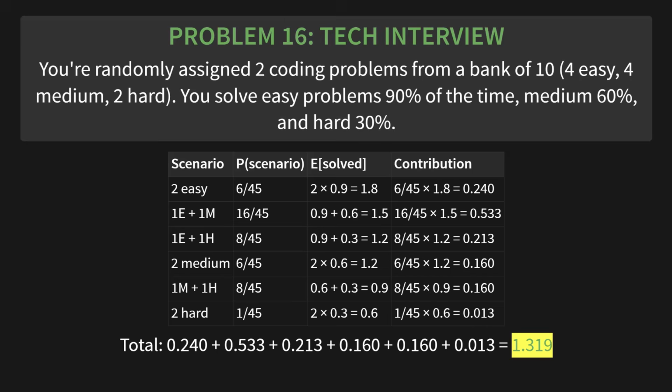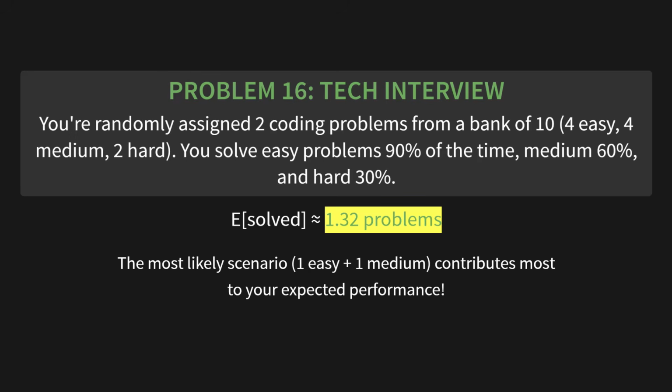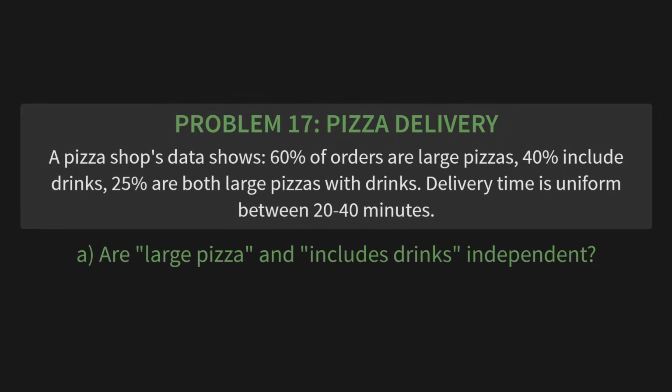Here's the beautiful insight. This number, 1.32, perfectly captures the challenge of technical interviews. It's not just about your skill level. It's about the luck of the draw, the problem difficulty distribution, and how those interact with your abilities. And now, you can calculate exactly what to expect.